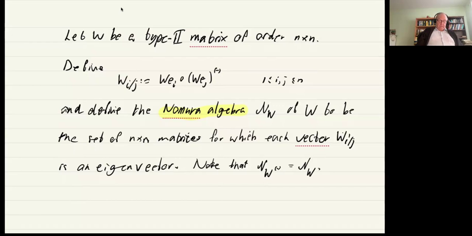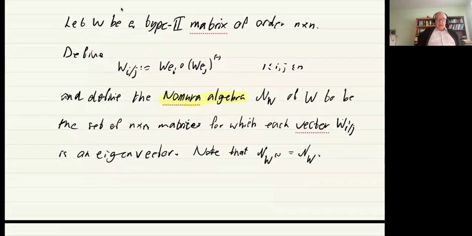Now, the minor comment here is that the Nomura algebra for the Schur inverse of W is equal to the Nomura algebra of W. That follows from the definition. If W is a type 2 matrix, so is W transpose, but the Nomura algebra of W and the Nomura algebra of W transpose are closely related, but they're not in general equal. And so we're getting pairs of algebras, but we'll come back to that.